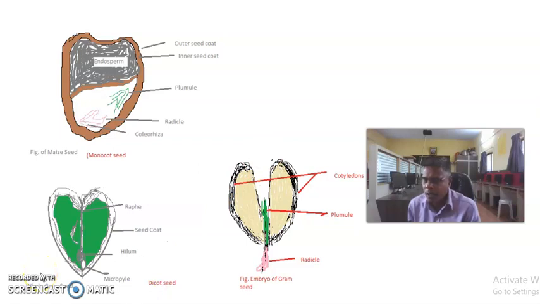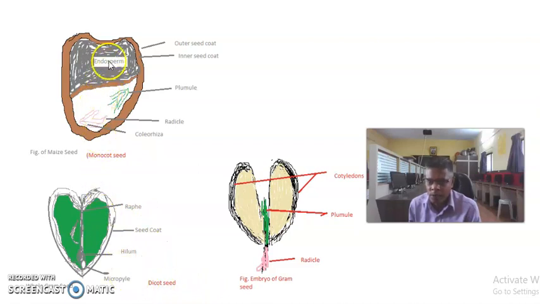In seed, embryo is the living organism embedded in supporting food storage tissues. So in this diagram we see there are two types of seed, that is the monocot, and the second one is the dicot.